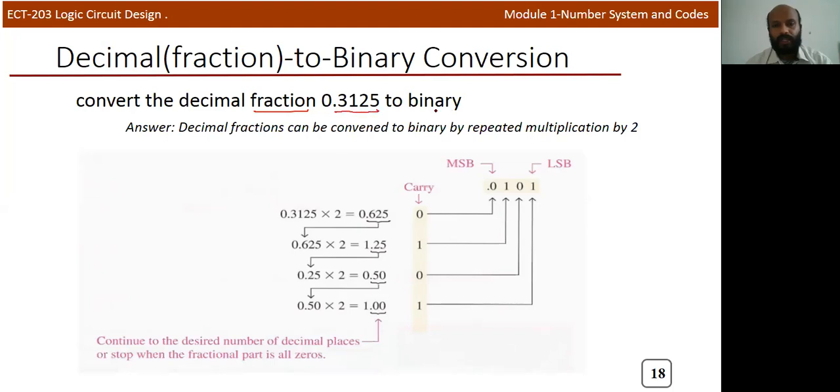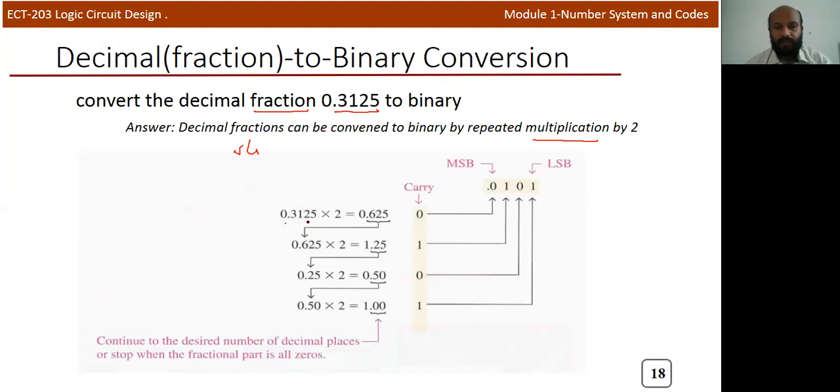0.3125, how we can convert into binary. In the previous case, we are dividing with base. Now we need to multiply with the base. And if it is a whole number, we need to divide by 2. Now we need to multiply.